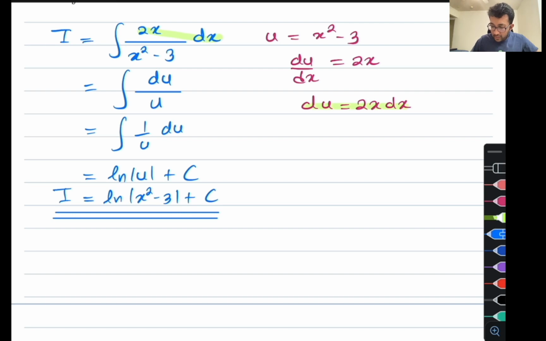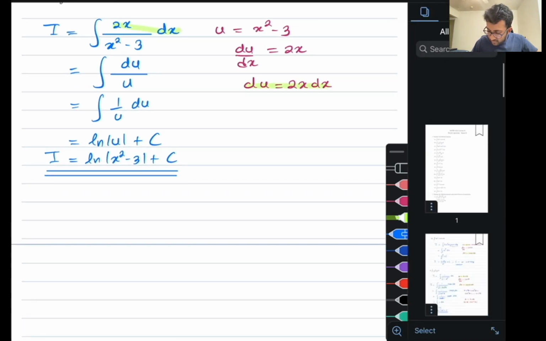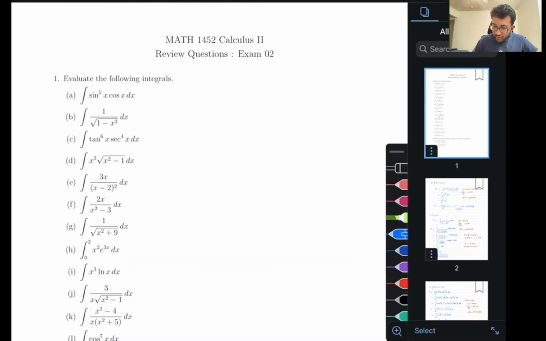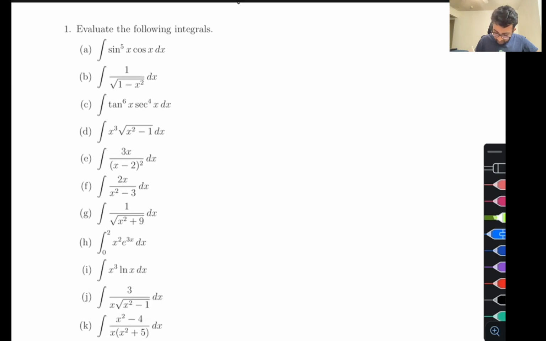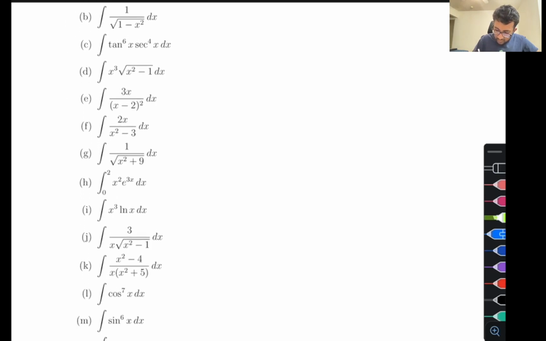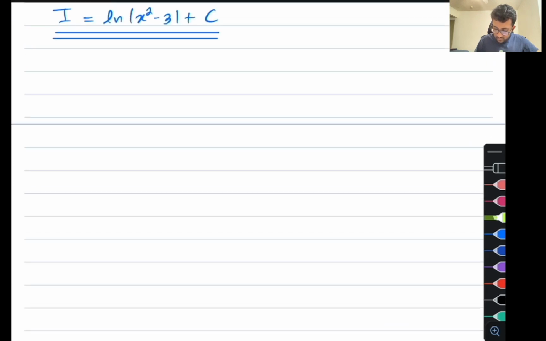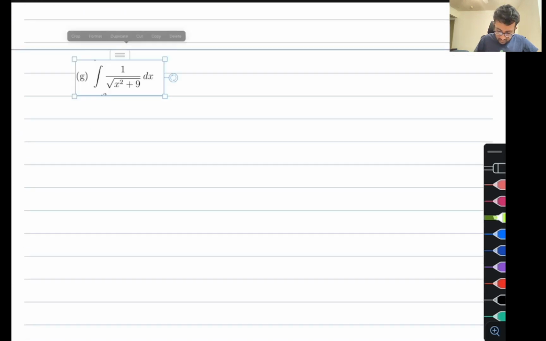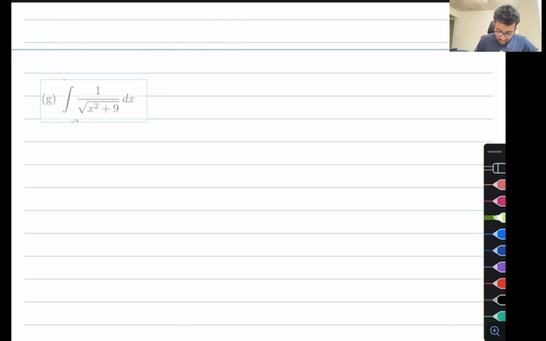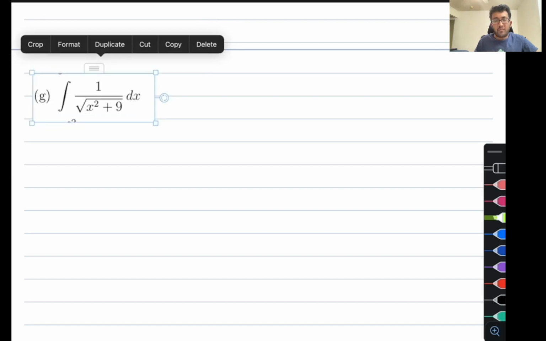I hope that is clear, right? So let's move into our next problem. That is this one. Part G of problem number 1.